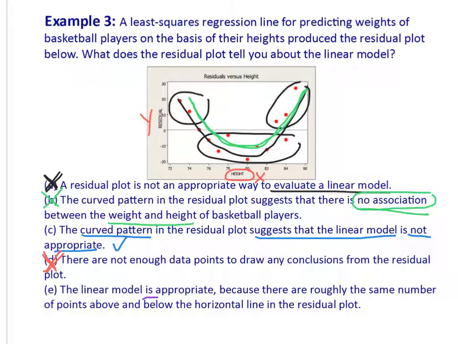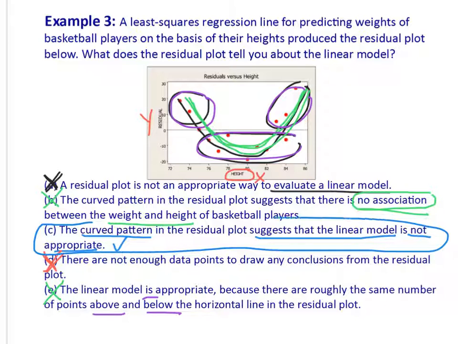And last but not least, E says the linear model is appropriate because there are roughly the same number of points above and below the horizontal line in the residual plot. Well, even though there's the same number of points above and below, I want to look at the pattern. The pattern of this line goes down, then up, which means a linear model is not appropriate. So, by process of elimination and knowing that C was a good answer when I looked at it, C is going to be the correct answer.